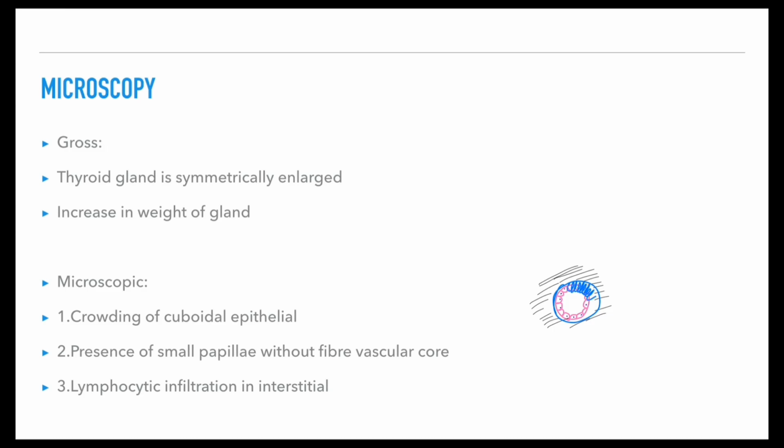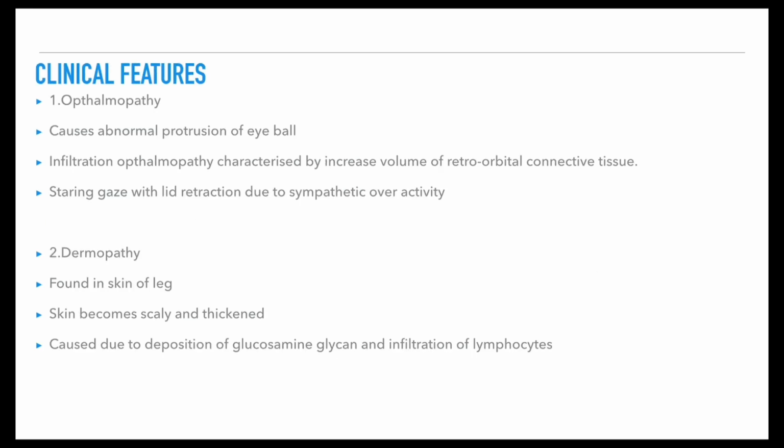Now let's see the clinical features of Graves' disease. First, ophthalmopathy. It will cause abnormal protrusion of the eyeball, which will give a staring appearance. Infiltrative ophthalmopathy is characterized by increased volume of retroorbital connective tissue. In the retroorbital portion, meaning behind the eyeball, there will be increased volume, and a staring gaze with lid retraction due to sympathetic overactivity.